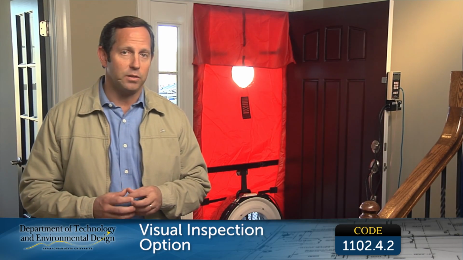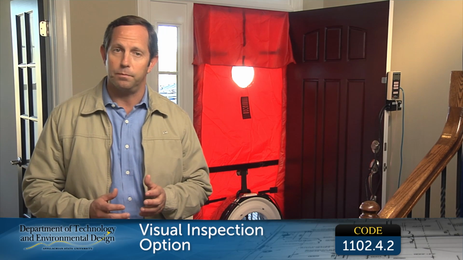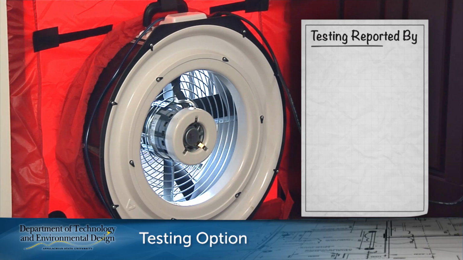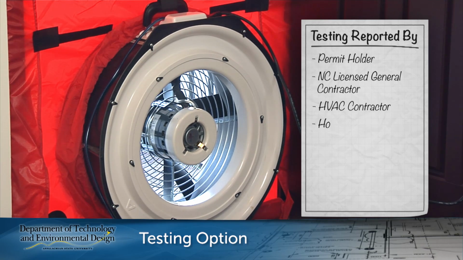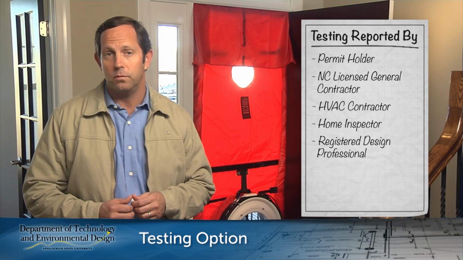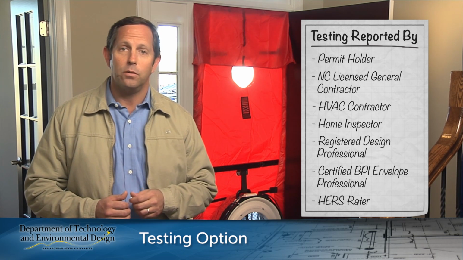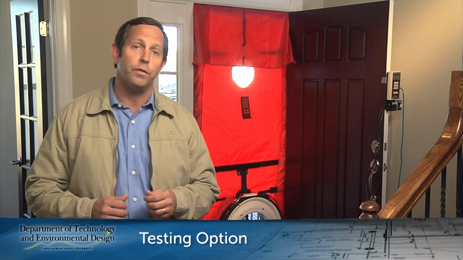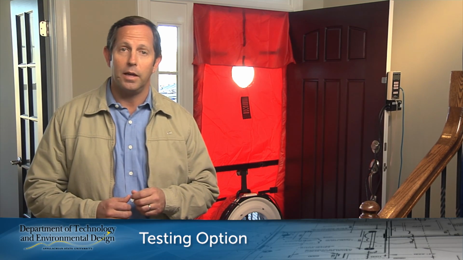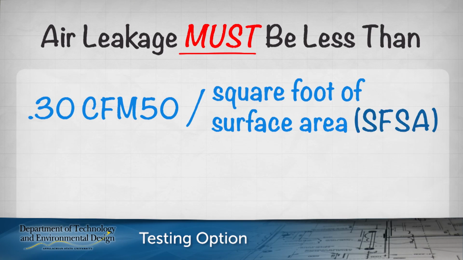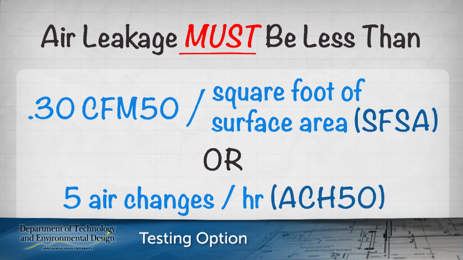A second way to check the building's air tightness is the actual testing option. This requires performance testing done with a blower door fan assembly, to be reported by a permit holder, a North Carolina licensed general contractor, HVAC contractor, home inspector, a registered design professional, a certified BPI envelope professional, or HERS rater. Detailed testing criteria and protocol are outlined in the code. Air leakage must be less than or equal to one of the 2 following performance measurements: either 0.30 CFM50 per square foot of surface area or 5 air changes per hour.